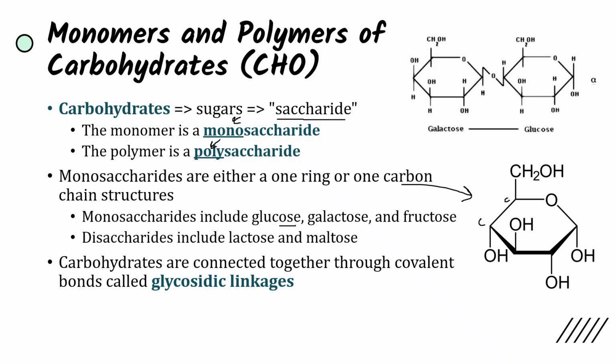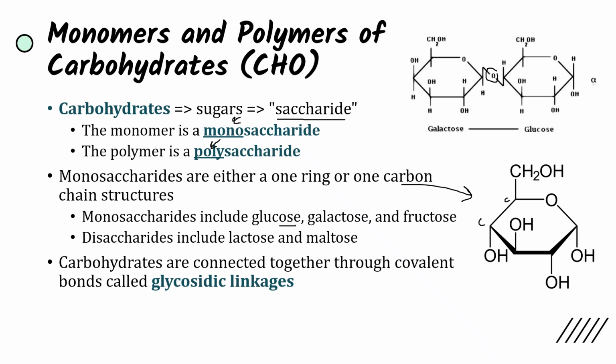And carbohydrates are connected together through covalent bonds called glycosidic linkages, such as this bond here between this galactose and glucose molecule through this oxygen atom. And as you can see, this is going to be an example of dehydration synthesis, which allowed the connection of these two monosaccharides to form a disaccharide.